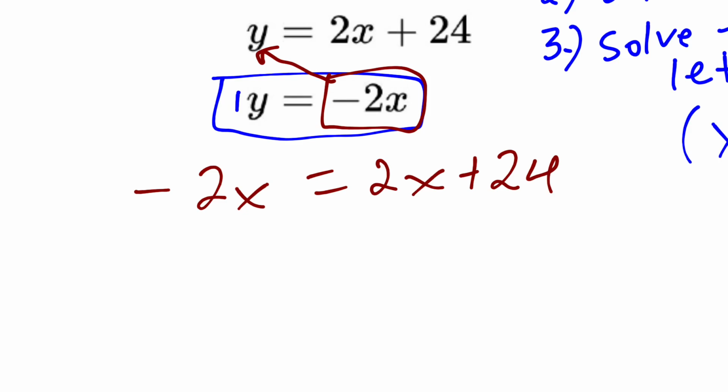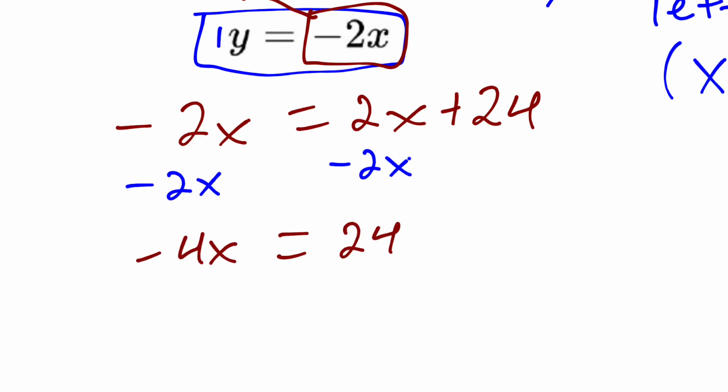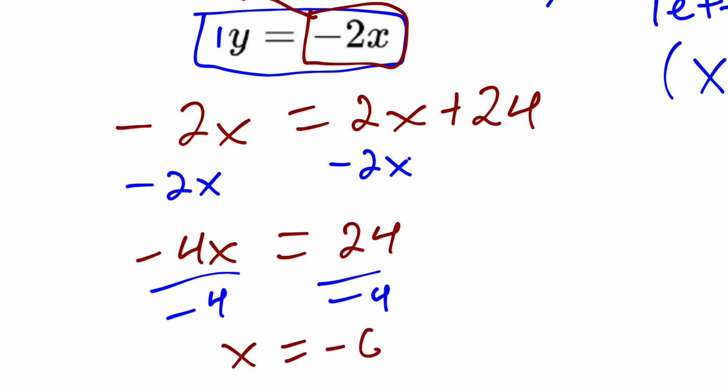I have substituted. Now I'm just going to solve for x. That's the only letter here. We're going to move the x's over to the left. Now, you could solve this a couple of different ways. You could follow different paths, but this is going to give you the answer the quickest. We now have negative 4x is equal to 24. We'll divide by whatever's in front of the letter, and we get x is equal to negative 6.